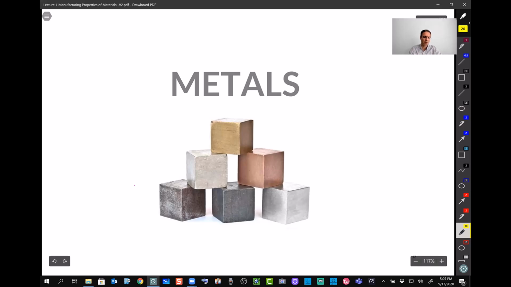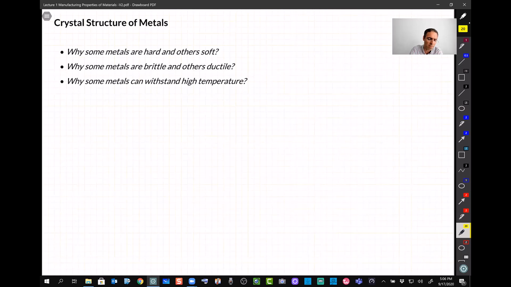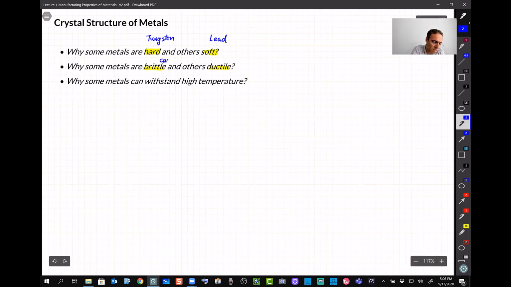So metals. We may ask some questions such as why some metals are hard and some are soft. For example, why tungsten is so hard and why lead is soft. By hardness, if you use a sharp tool, you can easily penetrate into lead, but no luck with tungsten. Why are some materials brittle and some ductile? You know the definition of brittle and ductile. In simple words, ductile materials you can bend or deform largely without breaking them, but brittle materials break without any deformation. For example, cast iron is a brittle material, while aluminum and copper are soft, ductile materials.